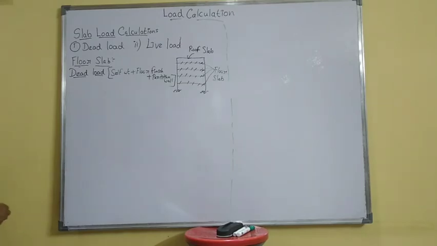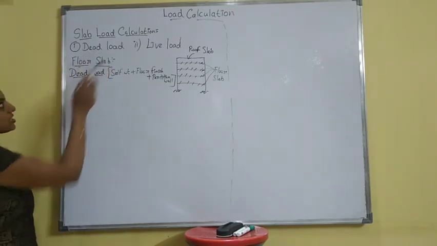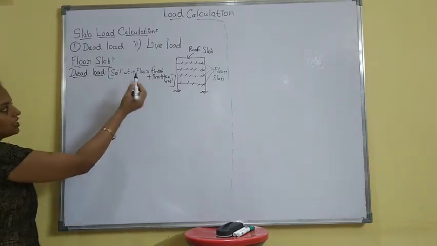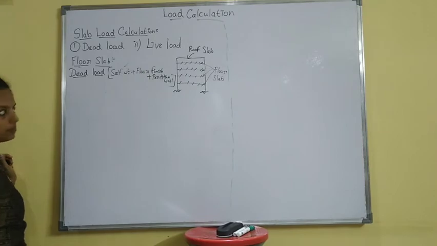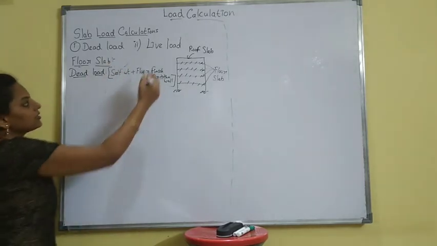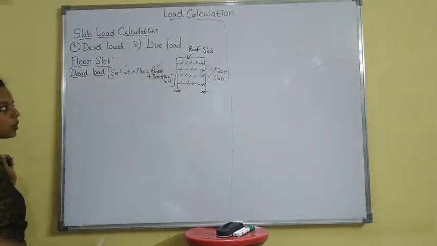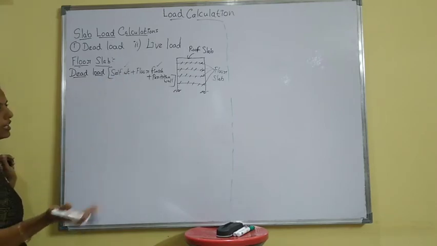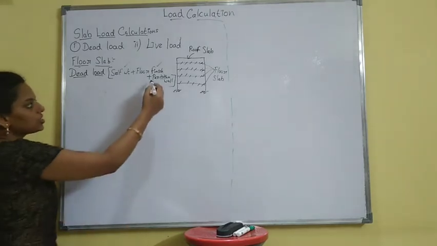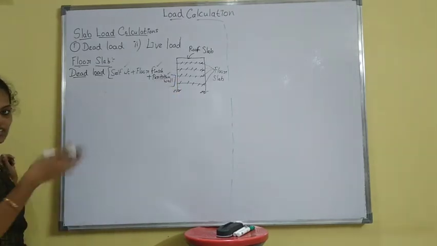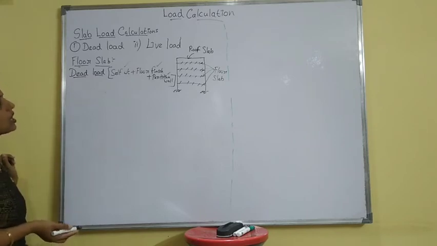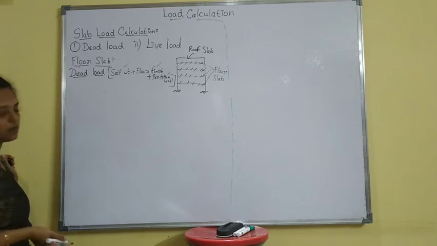So the first step to calculate the load: first you have to consider the dead load. For floor slab, the dead load includes the self weight of the slab, then the floor finish of the slab. Floor finish is nothing but whichever tile or flooring you are going to provide. And next, the partition wall, if any is provided in your rooms, that you have to consider in the slab load calculation.